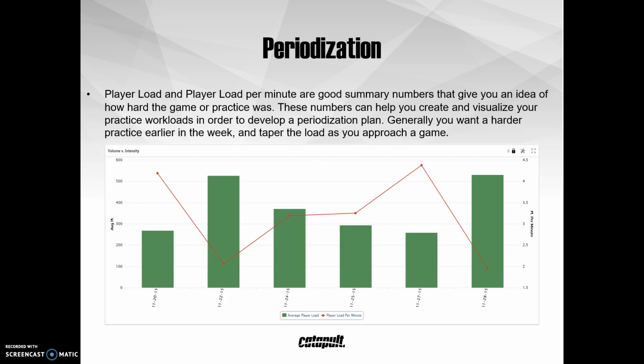As I touched on earlier, player load and player load per minute will give you a good idea of the volume and intensity of an entire practice when viewing the average for every athlete in that practice. We can use these to easily create an objective view of our periodization for the amount of time that we want to look at. For example, in the graph below, we are looking at a week leading up to a game and what our periodization schedule looked like during that session.